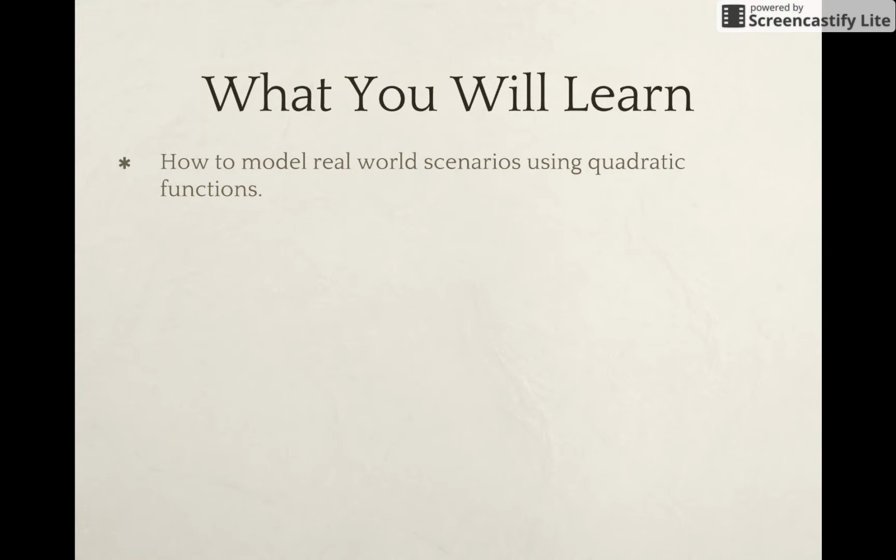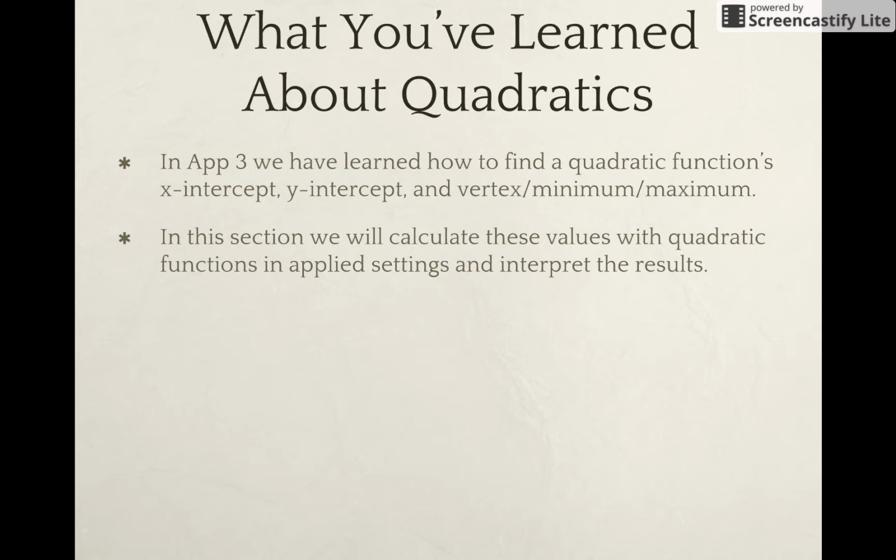In this presentation, you'll learn how to model real-world scenarios using quadratic functions. In App 3, we learned how to calculate a quadratic function's x-intercept, y-intercept, and vertex. We also noted that the y value of the vertex represents a quadratic function's minimum or maximum value, depending on the orientation of the graph. In this section, we'll calculate these values with quadratic functions in applied settings, and then we'll interpret those results within this setting.